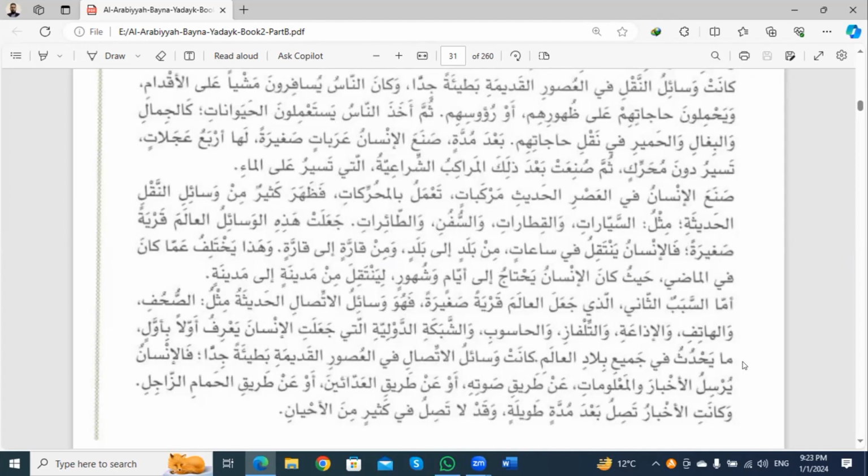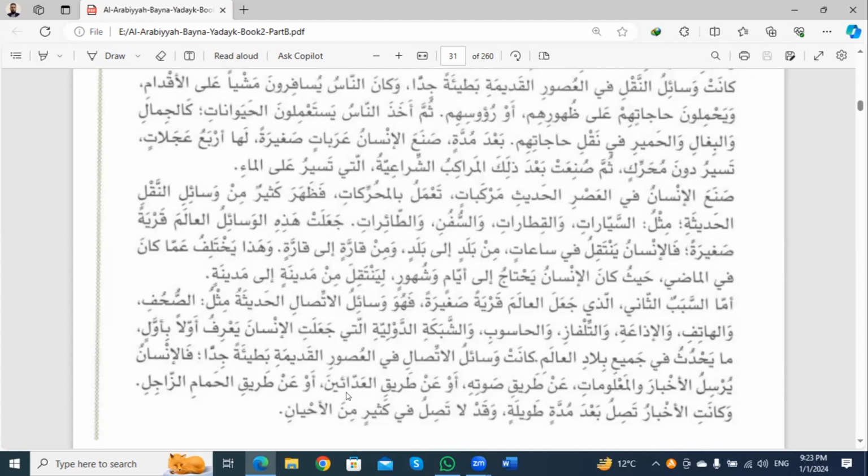أو عن طريق العدائين. عداء means runner, and عدائين is plural, so through the runners. They run from one area to another, from one place to another. So through this way, they were transmitting and sending their news.